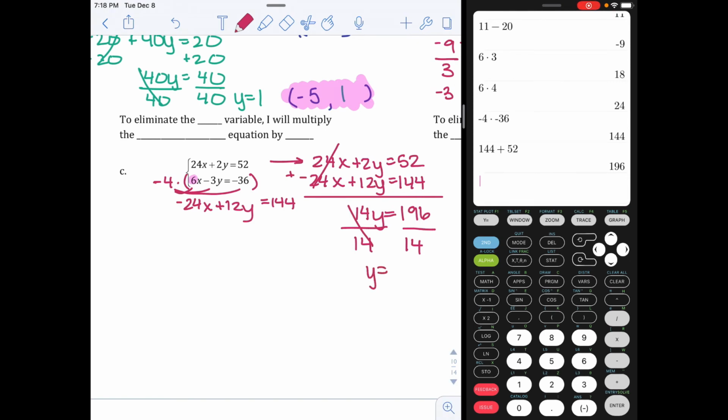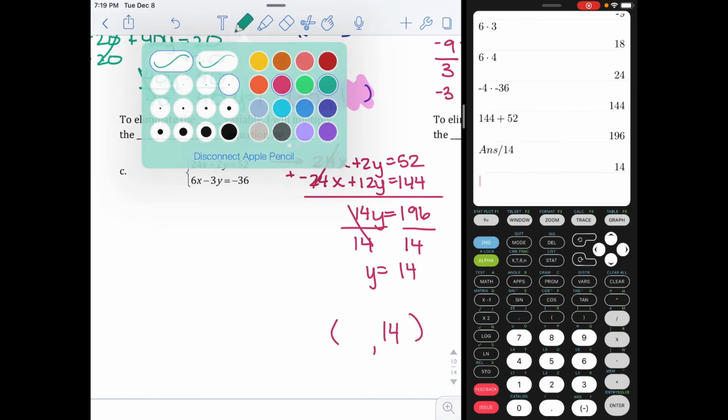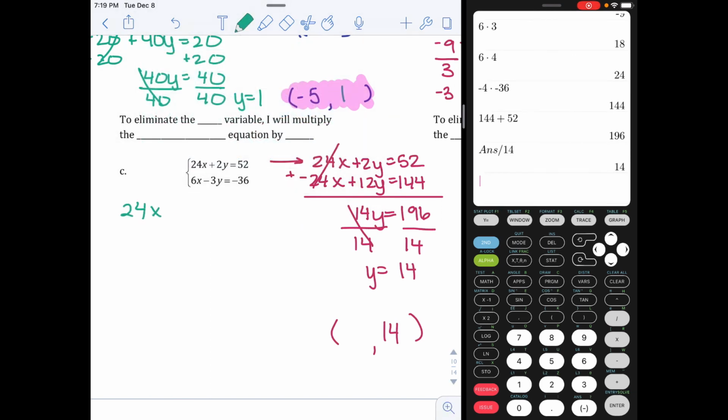Let's divide both sides by 14. And we get y is equal to, let's divide by 14, a nice 14. Let's set our solution up. We solved for y. That is the second slot. And then go back to the original, guys, and see which one you want to substitute that 14 into. I'm going to pick the top guy just because it doesn't have negatives. I'm feeling positive for today. So let's go in and plug in that 14 into that y spot.